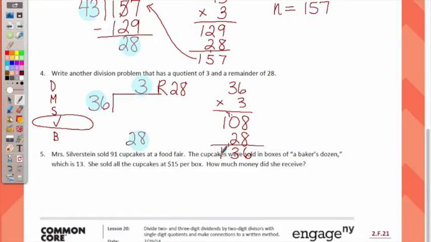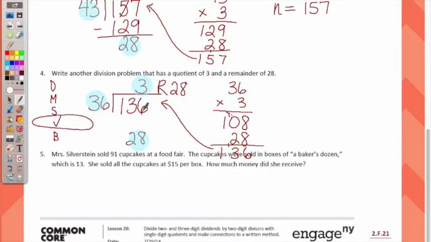Wait, this problem's impossible to get on. So if this matches, did I do my work right here? Yeah. Okay, so if this matches, I can put 136 as my dividend. Now how am I going to find out if I'm right?